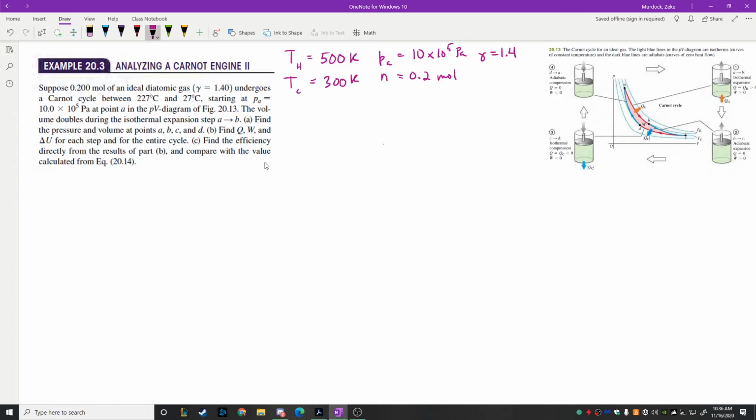Let's say, for example, we wanted to find the volume at point A. How would we do that? Ideal gas law, exactly. That's right. So normally you'd have PV equal to nRT, so we'll just do N times R times TH, and we'll divide by the pressure that they gave us.